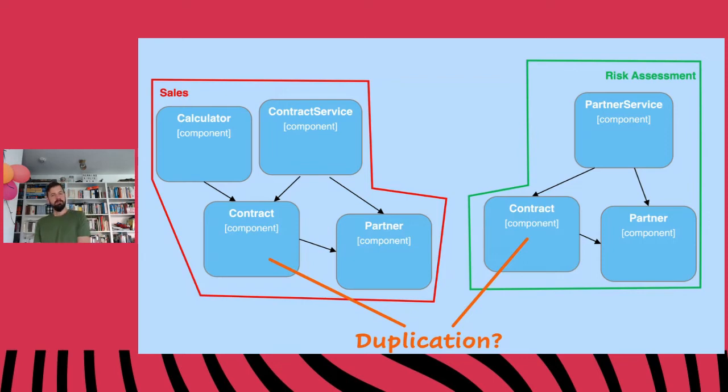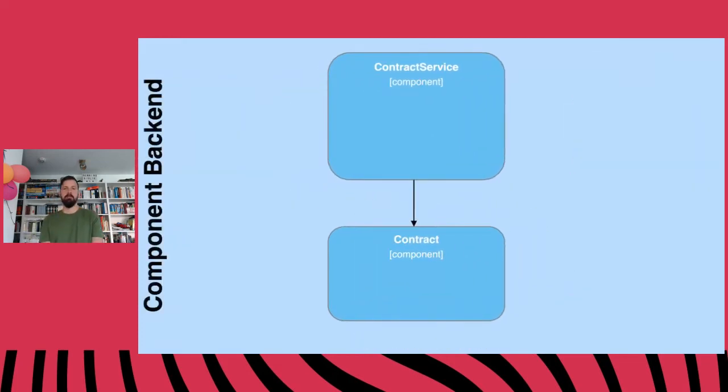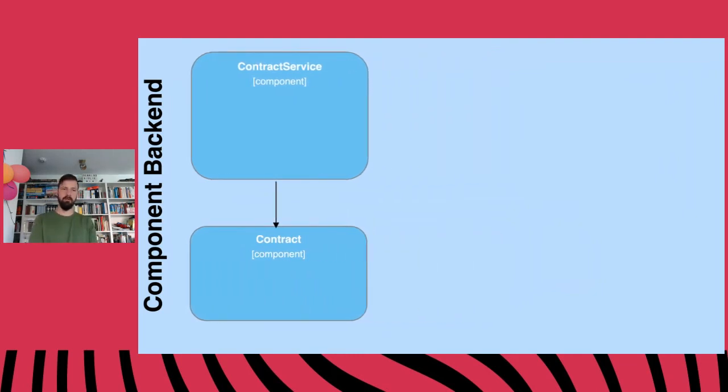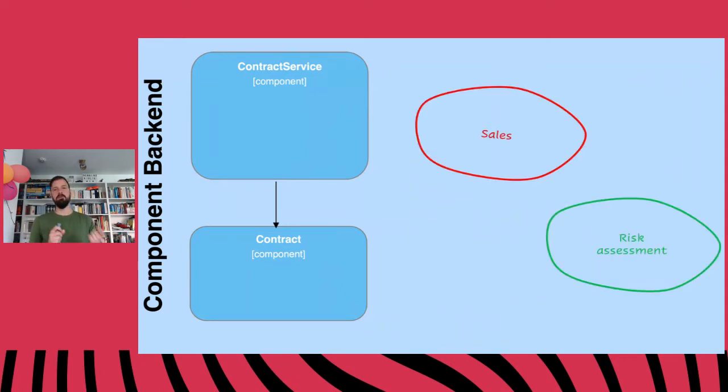Well, to find out if we really have a lot of duplication, we have to go a bit deeper. So yeah, we have this class contract here, but we have to go on a field and method level to see if there's really duplication to be done here. So what can we find on the classes contract service and contract, for example? Where do we find the boundaries of sales and risk assessment there?